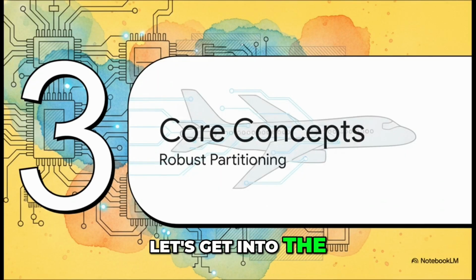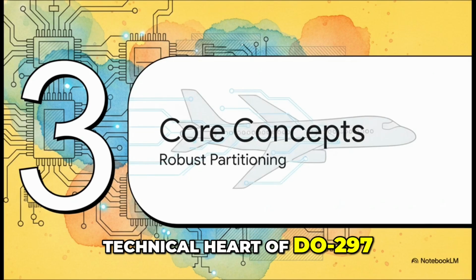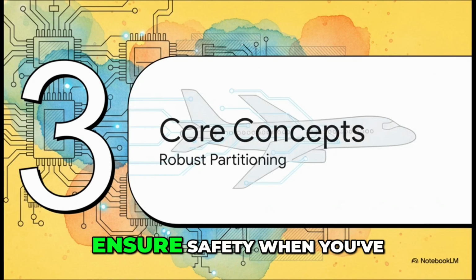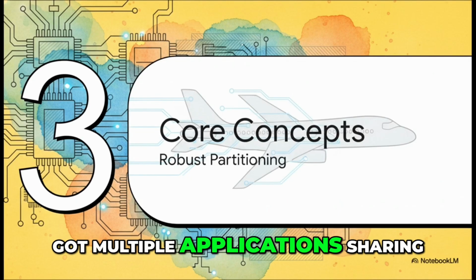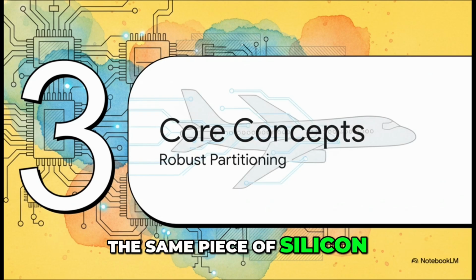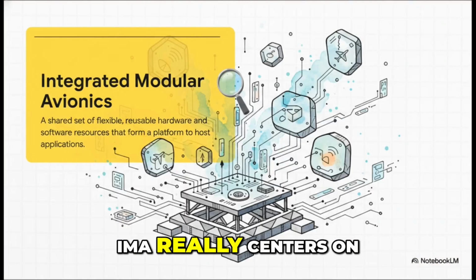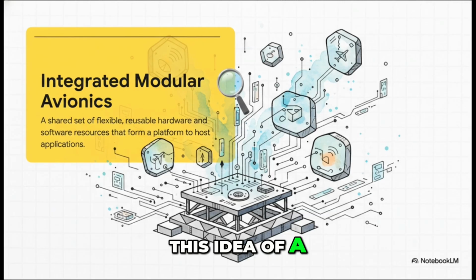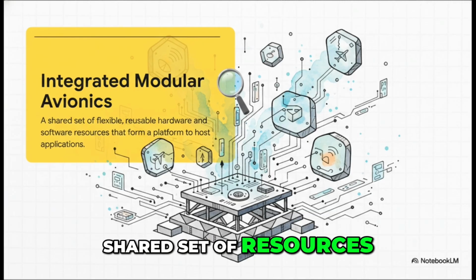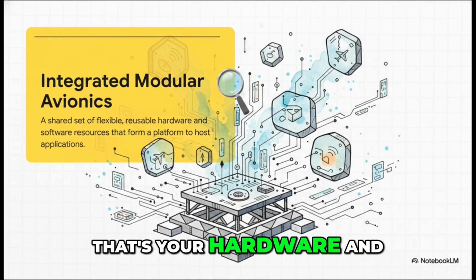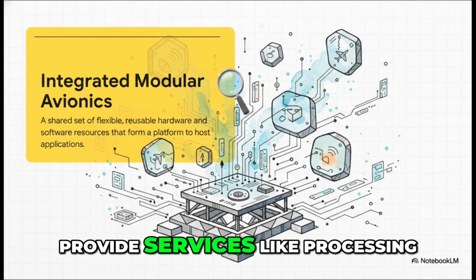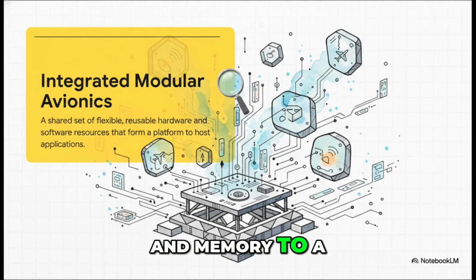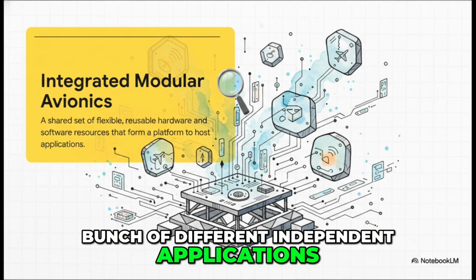Okay, let's get into the technical heart of DO 297. We're going to look at the actual mechanisms that ensure safety when you've got multiple applications sharing the same piece of silicon. The formal definition of IMA really centers on this idea of a shared set of resources. You have a platform, that's your hardware and some core software, that provides services like processing and memory to a bunch of different independent applications.